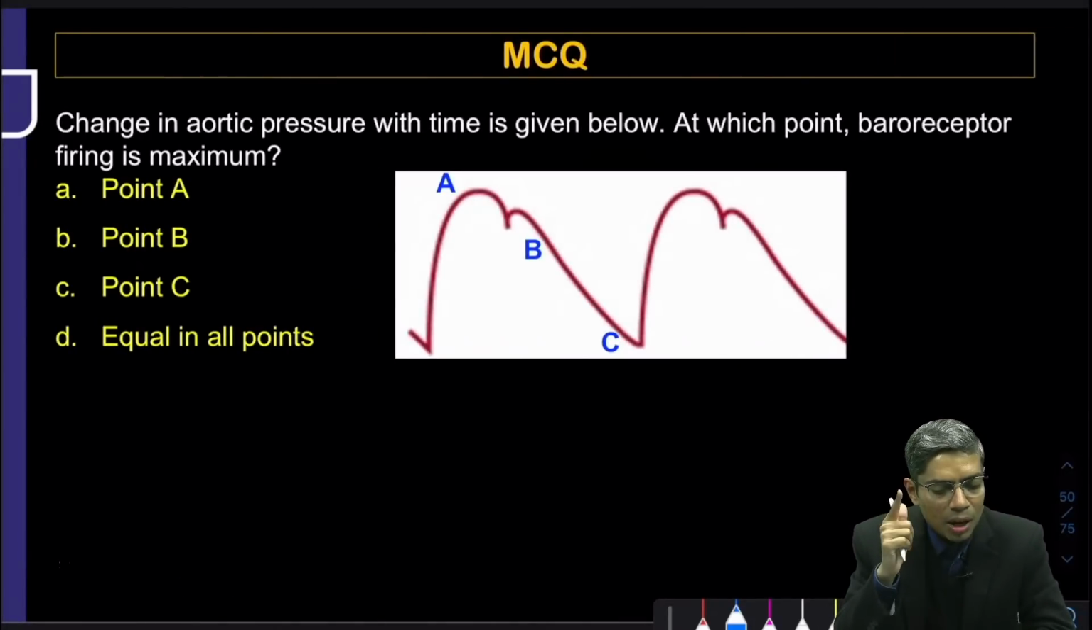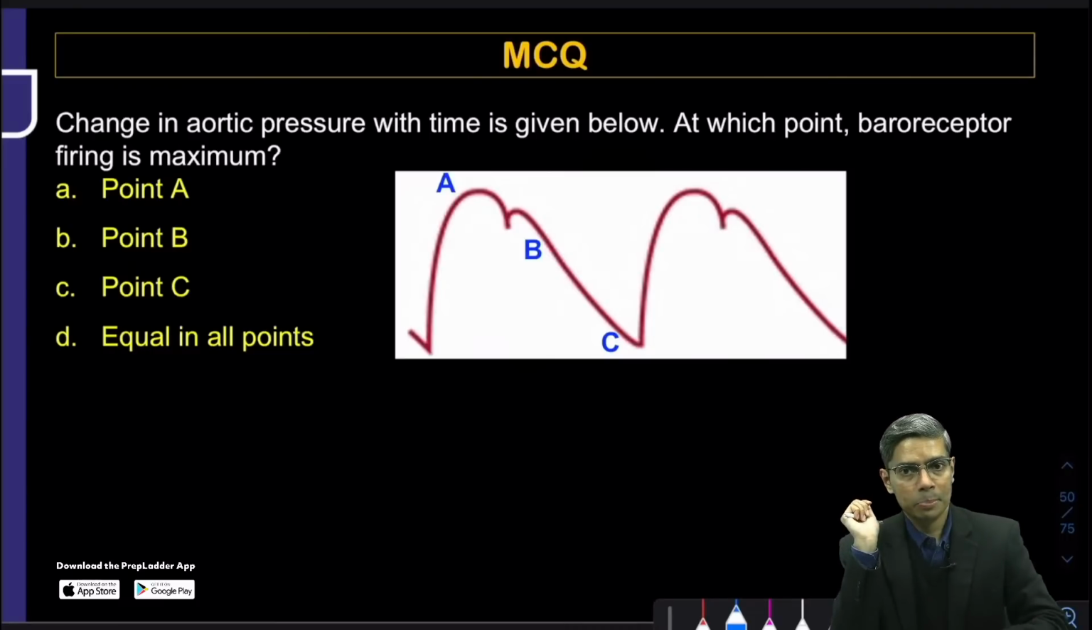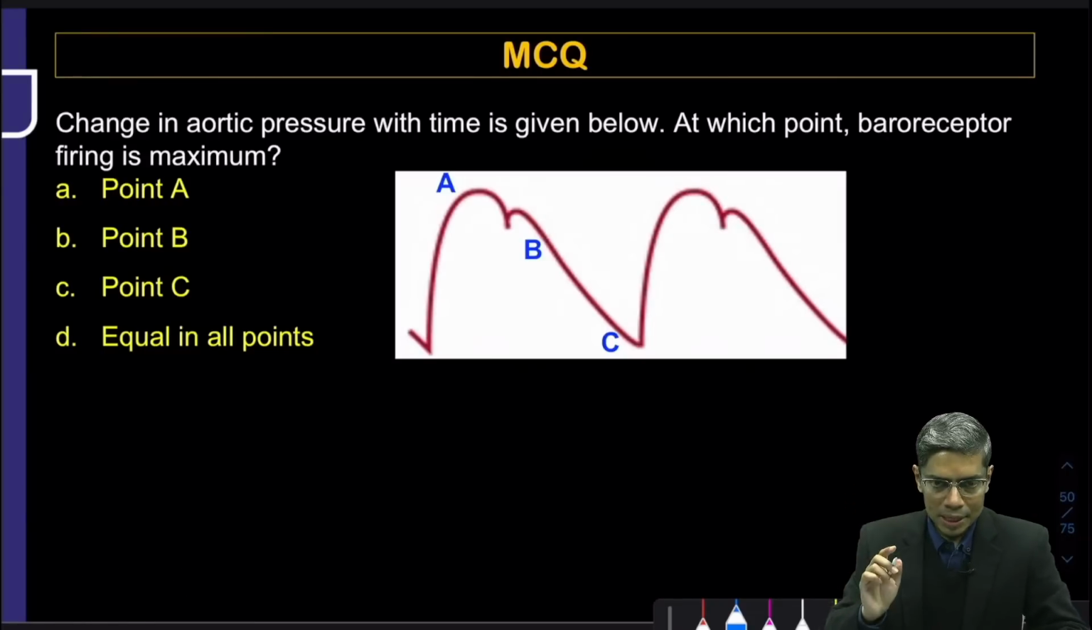S1 corresponds with the R wave, the R wave peak, right. Now this diagram, have you seen this diagram? This is the aortic pressure curve. Okay. Look, I am drawing the diagram, try to understand.